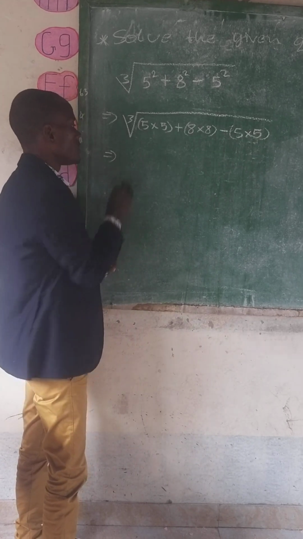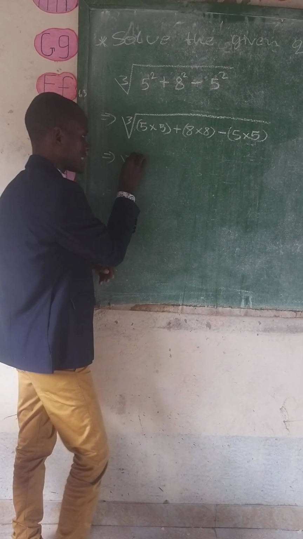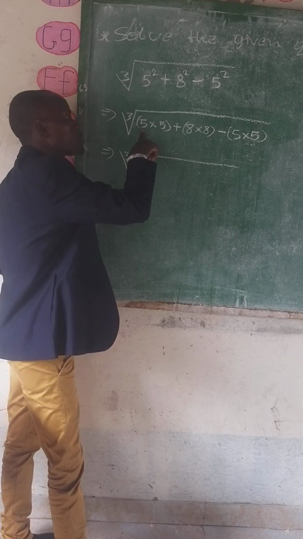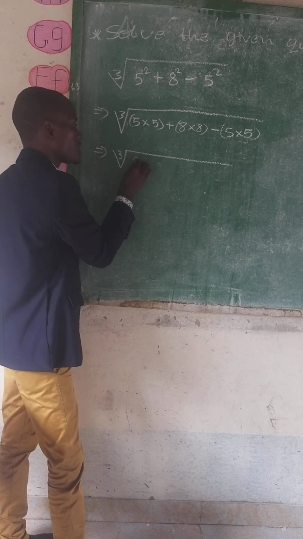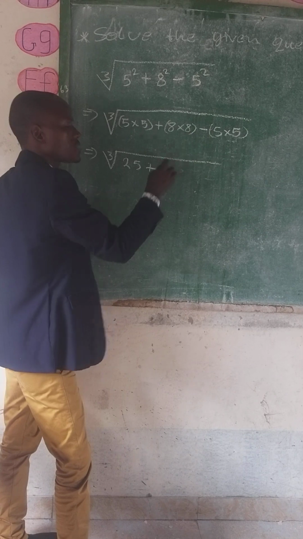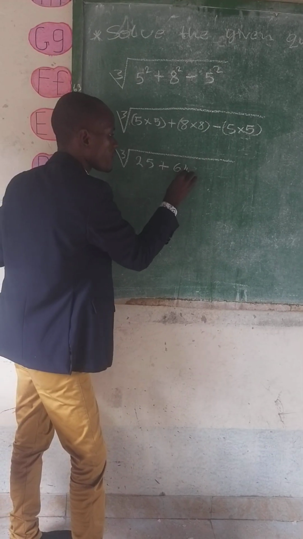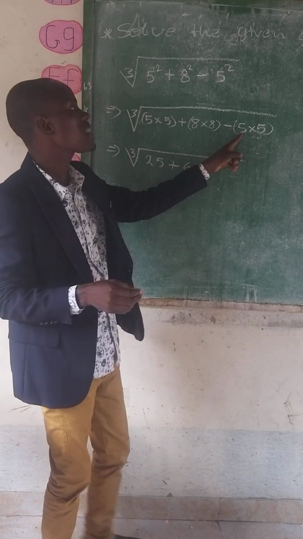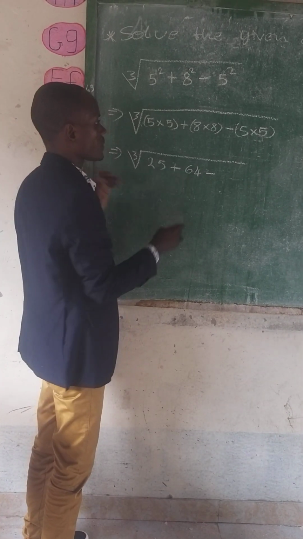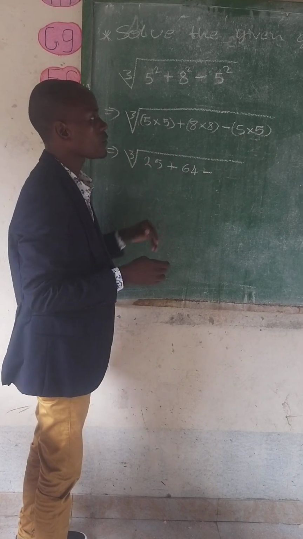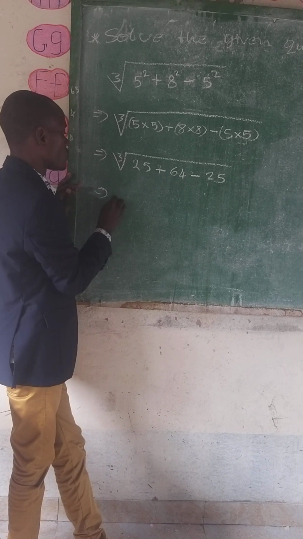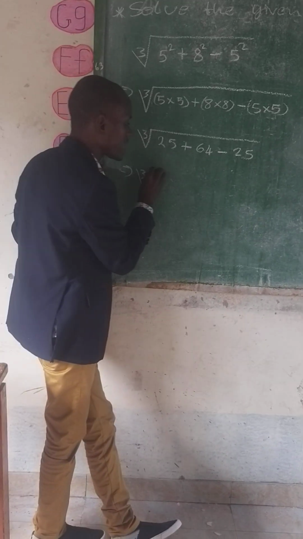Okay, so now the next thing that you do, you have to compute or evaluate what is inside here. So you write the third root. Now when you multiply 5 times 5, you get 25. Plus 8 times 8, you get what? 64. Minus 5 times 5, what are we going to get? 25. Next, you write the third root just like that as usual.